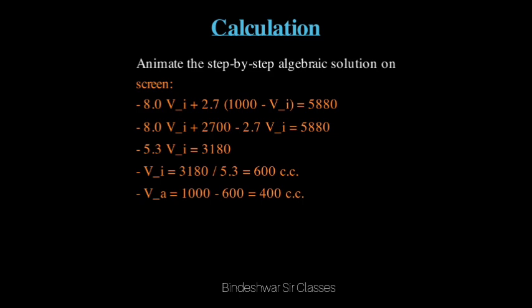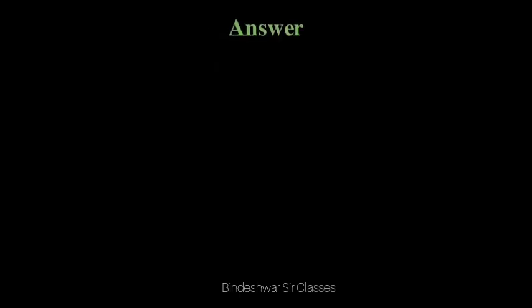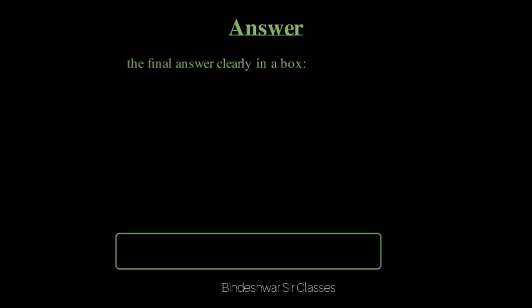So 5.3 Vi equals 3,180. Dividing by 5.3, we find that the volume of iron Vi is 600 cubic centimeters. This means the volume of aluminum Va is 1,000 minus 600, which is 400 cubic centimeters. So, for part 1, the proportion by volume is 600 cubic centimeters of iron and 400 cubic centimeters of aluminum.